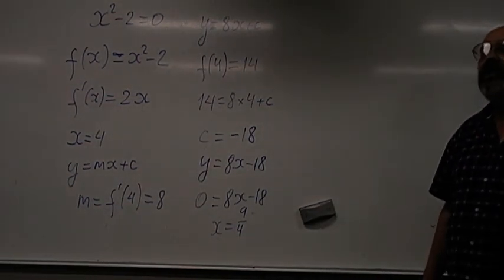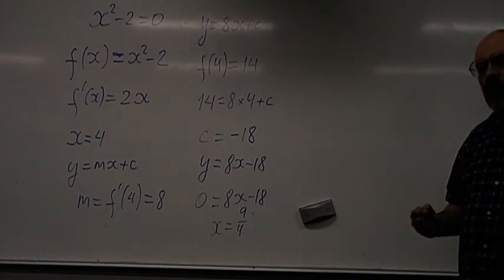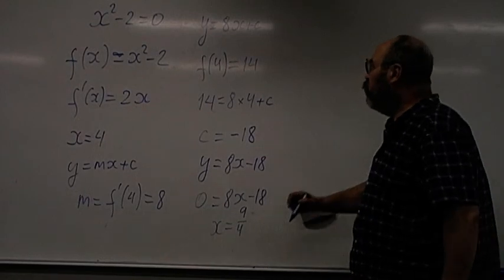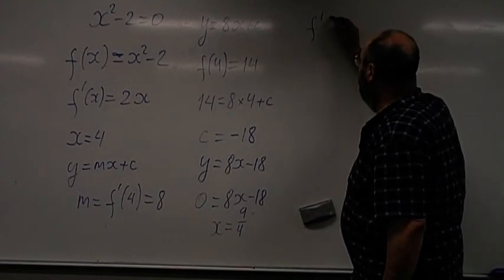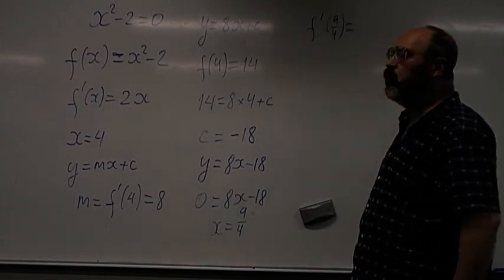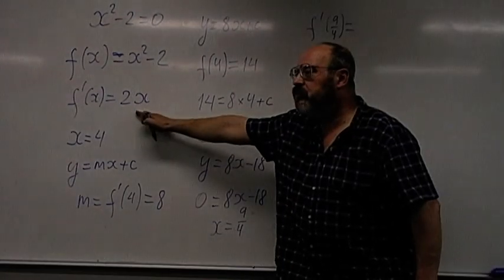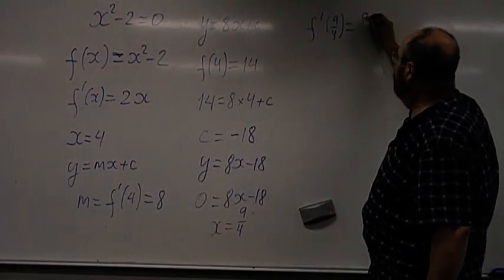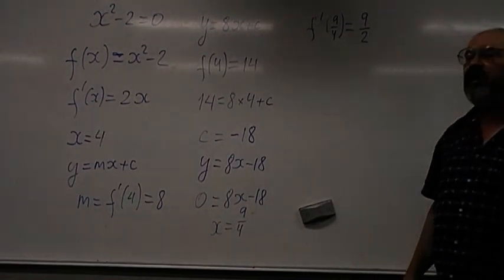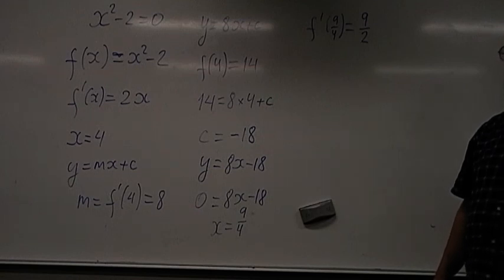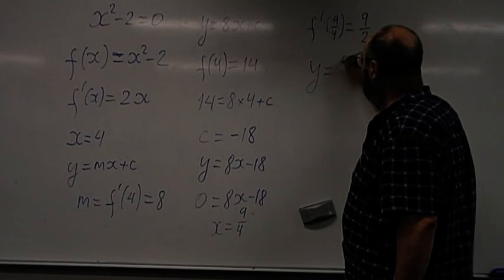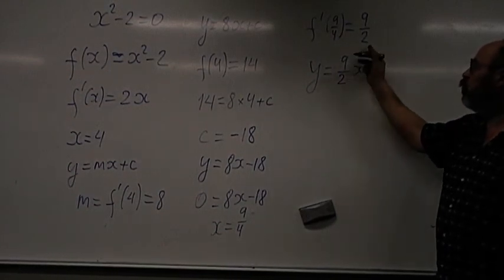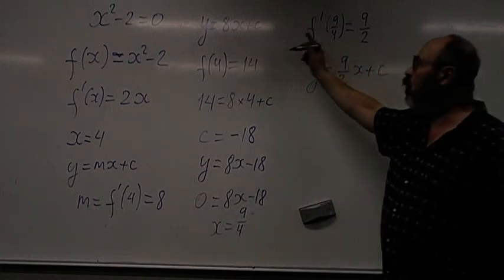That is now the next point at which we will find the equation of the tangent. So we take x equals 9 over 4. What will f dash of 9 over 4 equal? What will the derivative be? 2 times 9 over 4 is 9 over 2. So the equation of the tangent line at this point will be y equals 9 over 2 x plus c. Now to find c, we substitute 9 over 4 into the equation.